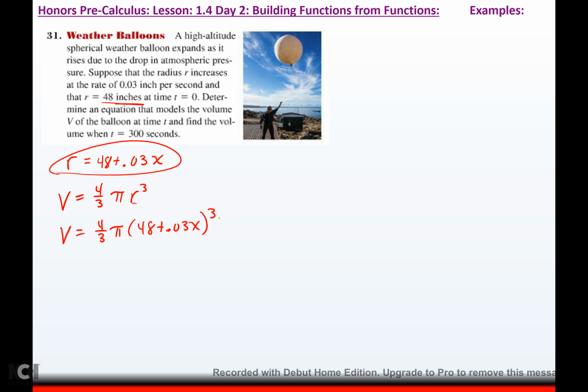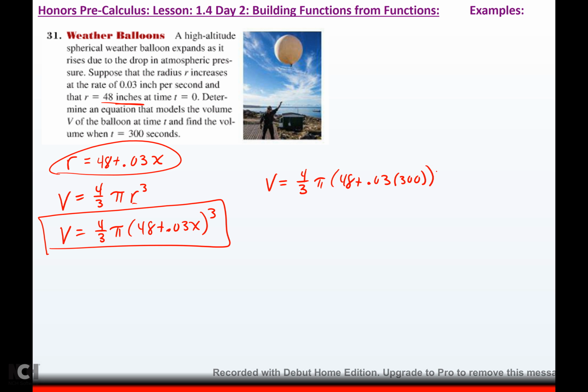Okay, so then that's my equation for volume. Then it says figure it out at 300 seconds. So they're telling me to change x to 300. So my volume is going to be 4/3 pi times 48 plus 0.03 times 300 cubed. If you type this in, I've simplified it a little bit. Inside gave me 57. And then I typed it in and you get 775,734.62 inches cubed. Okay, which is really big, but it's a weather balloon. They are really big.